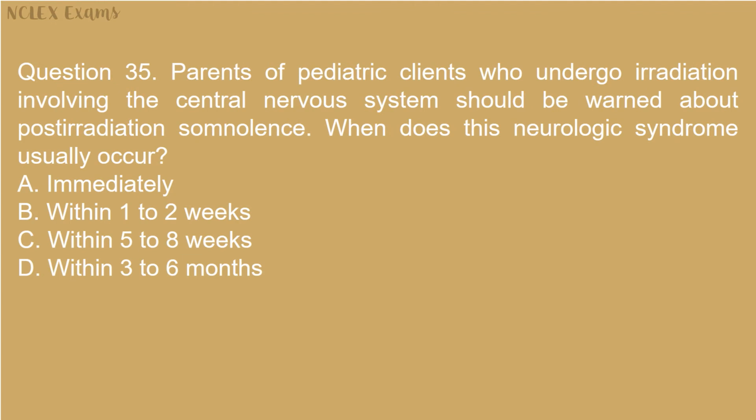Question 35. Parents of pediatric clients who undergo irradiation involving the central nervous system should be warned about post-irradiation somnolence. When does this neurologic syndrome usually occur? A. Immediately. B. Within 1 to 2 weeks. C. Within 5 to 8 weeks. D. Within 3 to 6 months.